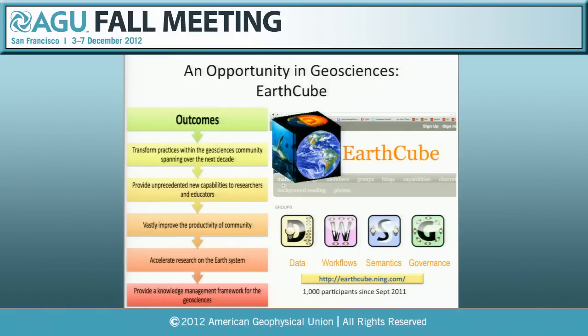What I'm showing now on the right-hand side are four groups that NSF decided to form based on several months of initial discussions with the community and several meetings where various topics were brought up. One is data, another is workflows, a third is semantics, and a fourth is governance. So the focus of this session, in this talk, is on the workflow side.